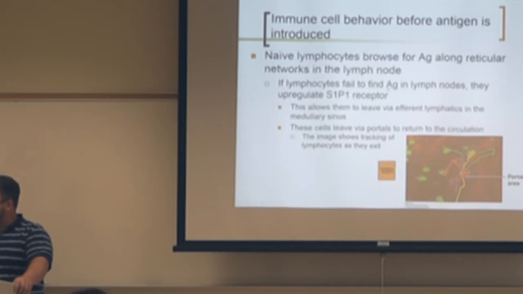So if the lymphocytes fail to find antigen in the lymph nodes, they upregulate the S1P1 receptor, and this allows them to leave. So again, they're going to downregulate the receptors that hold them in that area. You continue to allow them to circulate in there. And they'll leave through the medullary sinus, and then these cells leave via portals to return to the circulation. The image shown shows the tracking of lymphocytes as they exit.